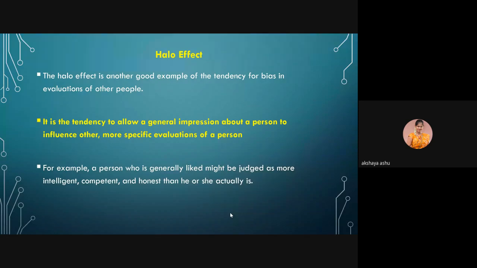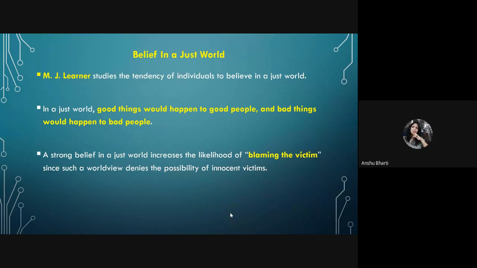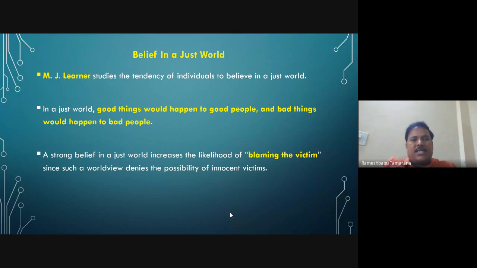No, ma'am, I think she's talking about the just world. In a just world, the tendency is that we all believe that good things happen to good people. So, for example, something bad happened to a particular girl, and the attribution error or bias is that because she's bad, who asked her to go out during the night? Because she's bad, that's the tendency.